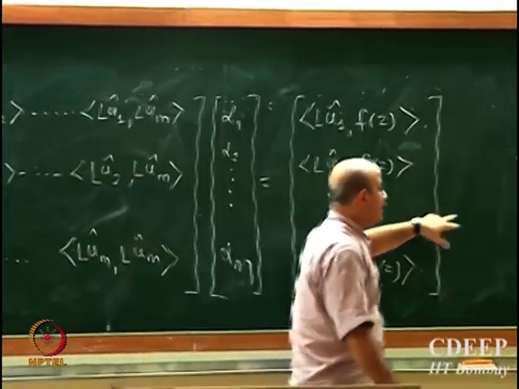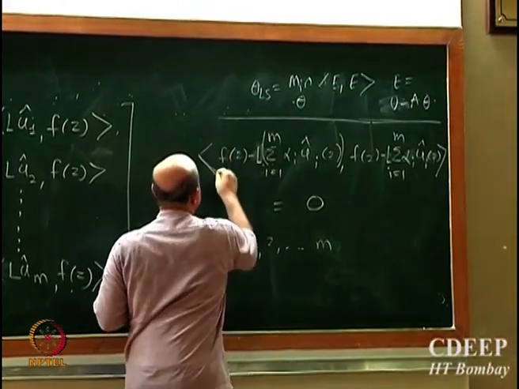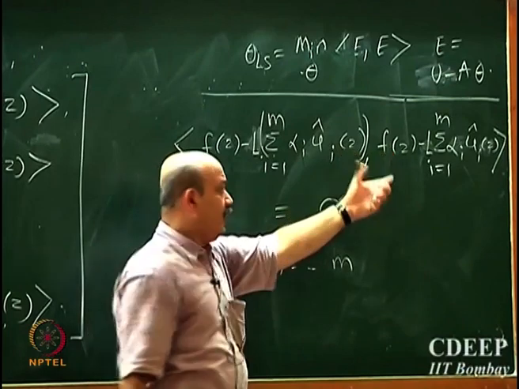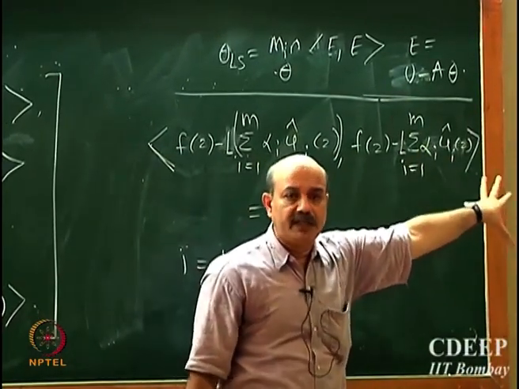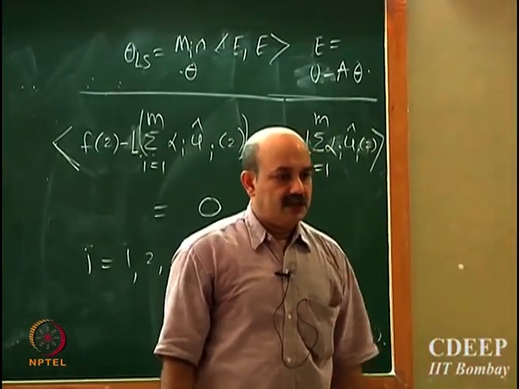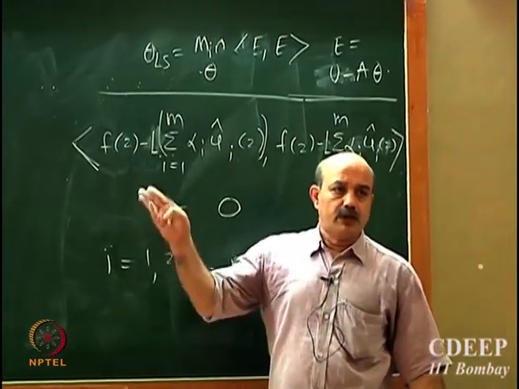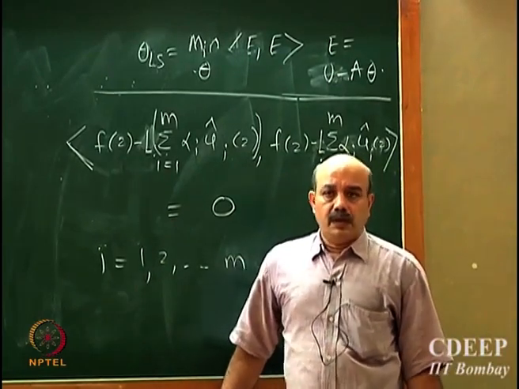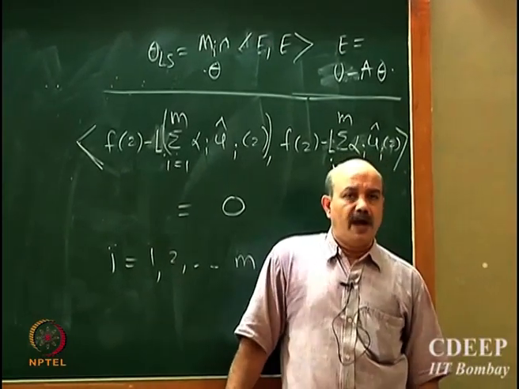See here, this residual is Fz minus L operating on this function. We are taking L to be a linear operator, a linear differential equation, and then we are solving this problem of estimating alpha 1, alpha 2, alpha m.